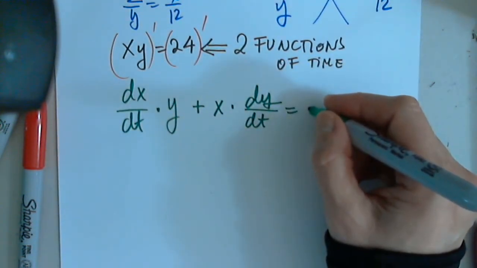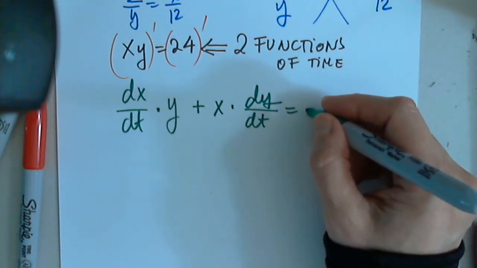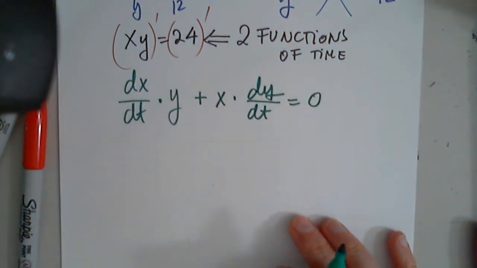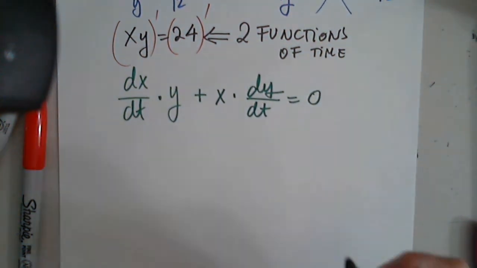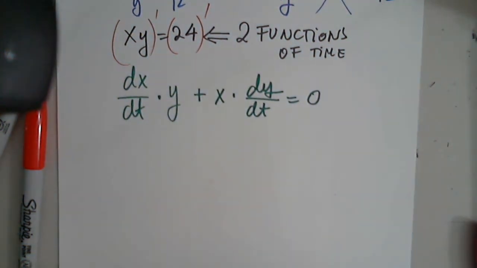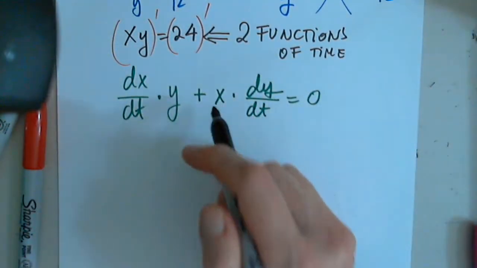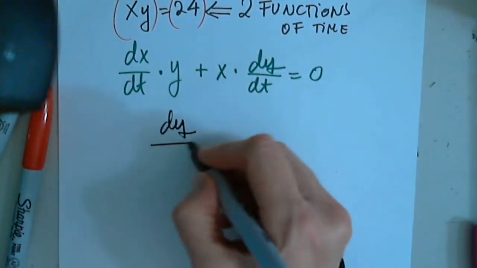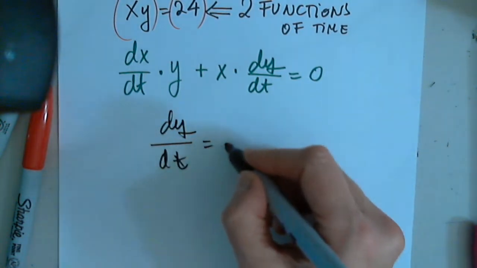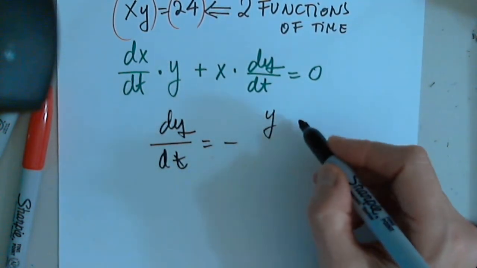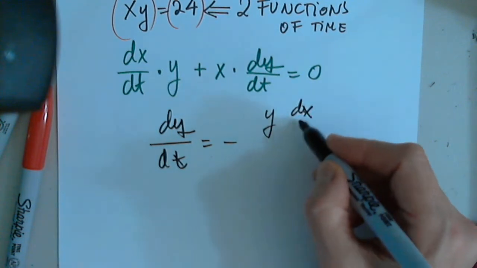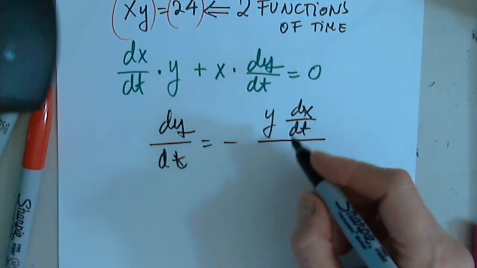How much? 0. Thank you. 0. That's okay. Thank you. Okay, so what are we after again? dy over dt. Great job. So this goes to the other side and I divide by x. So dy over dt equals negative y dx over dt, everything divided by x.